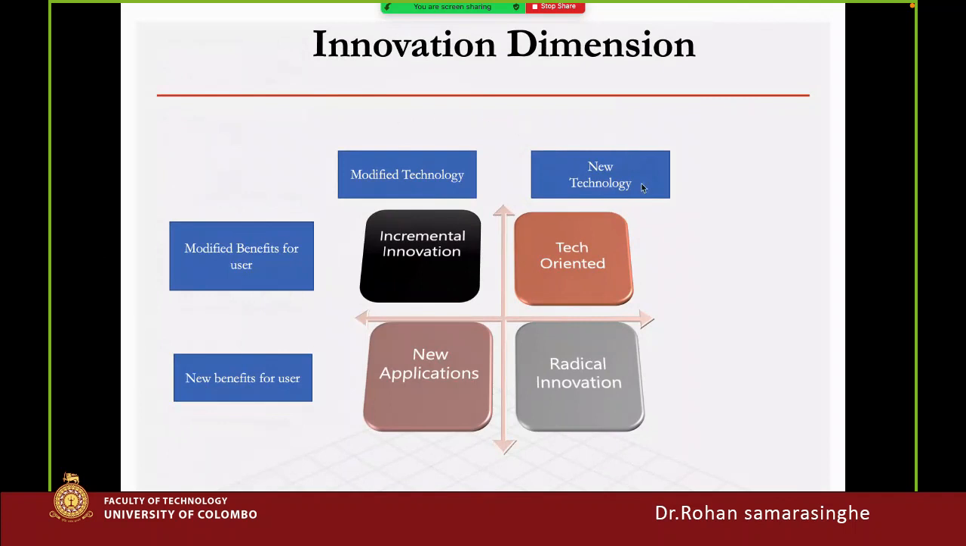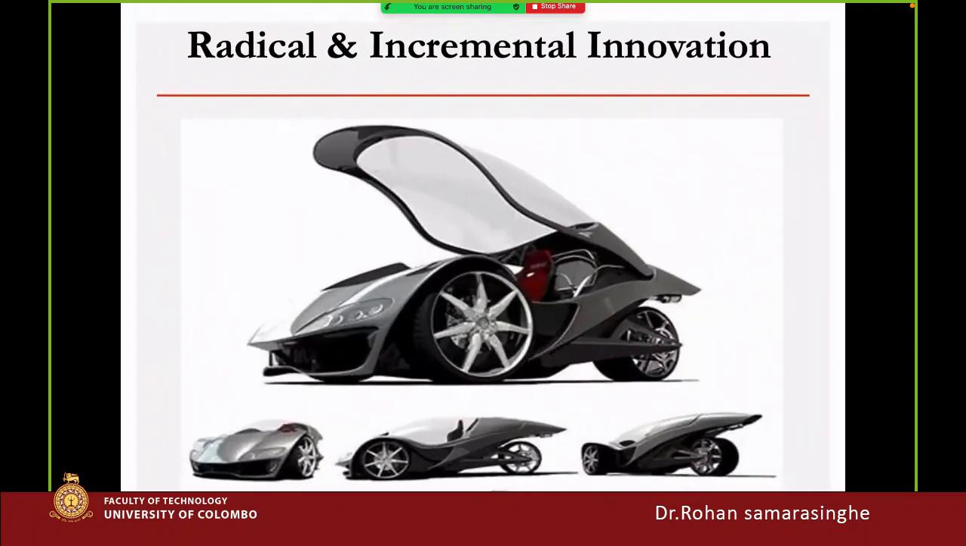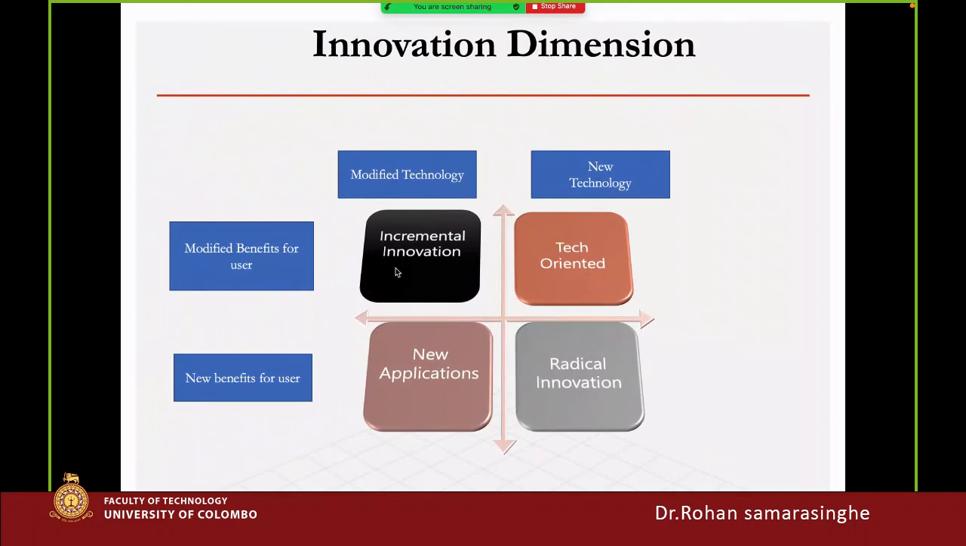So this I explained, the innovation dimensions: modified technology and new technology, modified benefit for the user, new benefit for the user, incremental, tech-oriented, new applications, and radical innovation. Consider radical innovation: using new technology, the users will be able to get the new benefit. So this is the most important part. Radical and incremental innovation. Radical: new technology and new benefit. Incremental: modified technology and modified benefits.